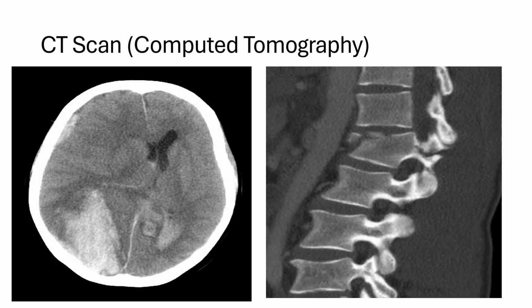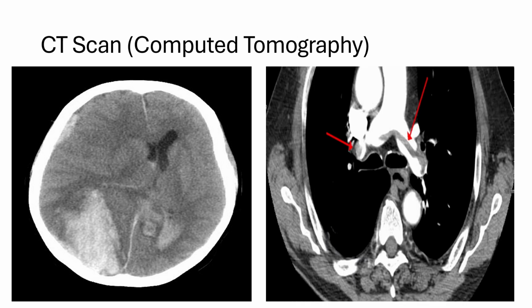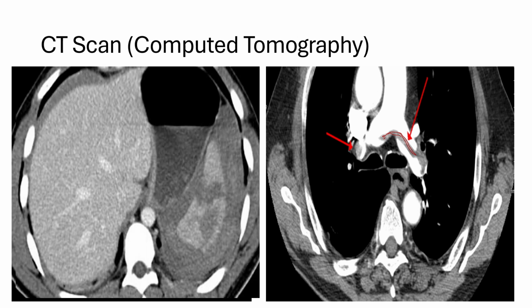This is the fracture of vertebra in spinal injury. This is the pulmonary embolism. We can see here there is a filling defect or hypodense area, which is the thrombus within the pulmonary artery. And this is the splenic injury in abdominal trauma. CT provides detailed cross-sectional images, so this allows rapid and accurate diagnosis.